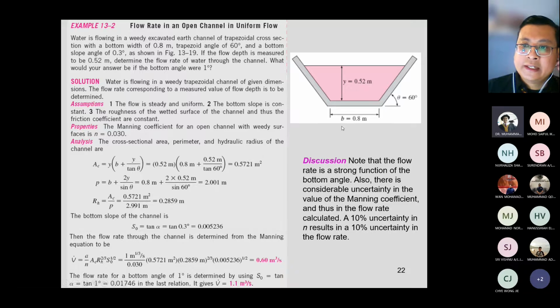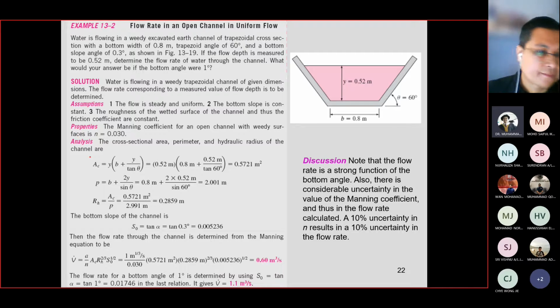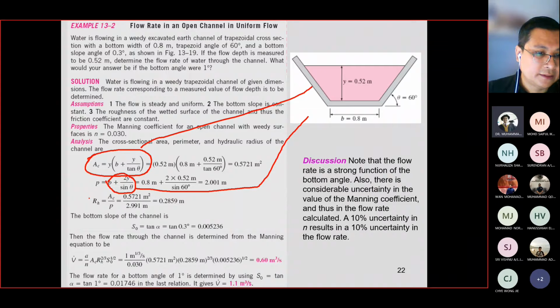Okay, we have a cross section in a trapezoidal shape with the depth of water 0.52 meter, and the bottom width is 0.8 meter at an angle of 60 degrees. So we can put everything in to calculate the area. This one is mentioned in the slide, because it is trapezoidal. And then P also depends on the shape. This is already listed. And this one is already easy to calculate because we have already determined the perimeter. Okay, everything is there.